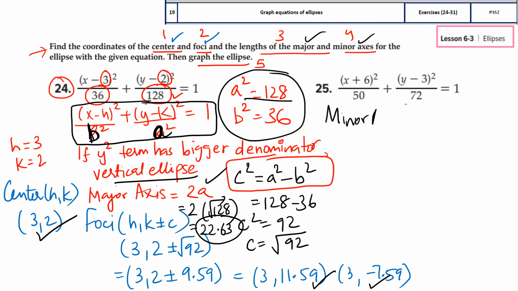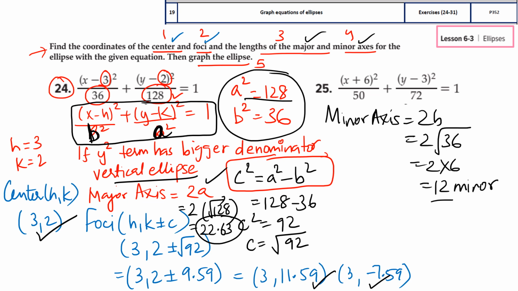Length of minor axis is given by 2b. So 2 square root 36. This is a perfect square. So 2 multiplied with 6, 12. That's your minor axis. Okay, so we have everything. Now we are ready to do the graph of the ellipse, and that I'll be doing on the next slide.